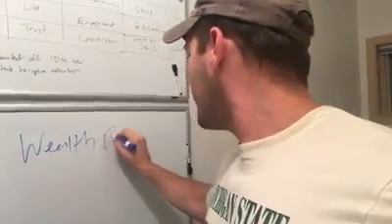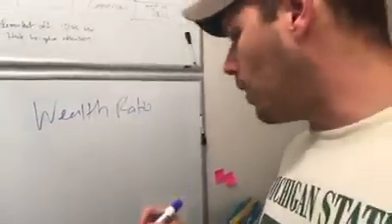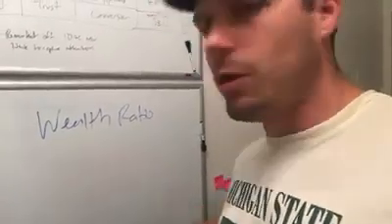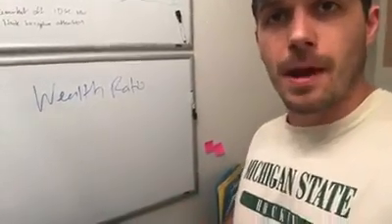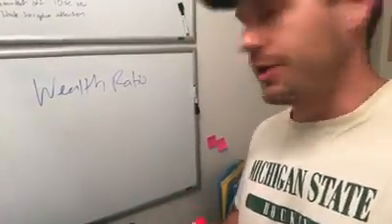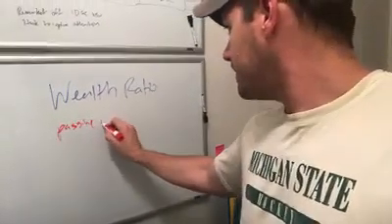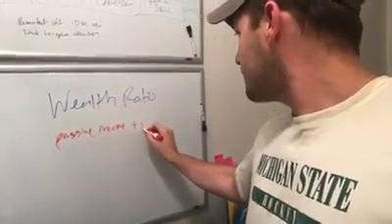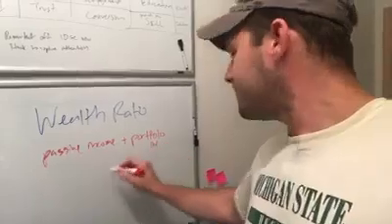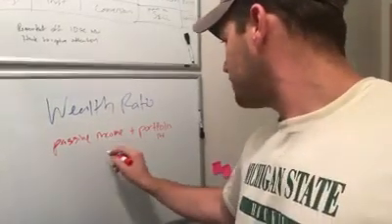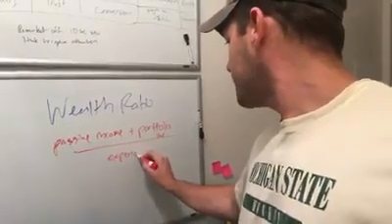Like I said, the wealth ratio is really a simple, quick ratio. That way you can always, at every single second, know exactly where you are when it comes to your wealth and what you're trying to do. So really simply, it's passive income plus portfolio income, which I'll explain quickly. So passive plus portfolio, and then divided by your expenses.